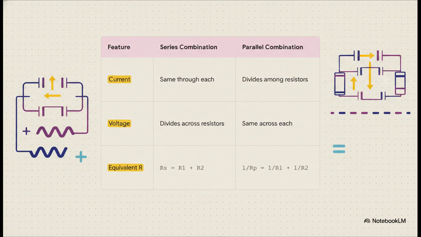Parallel, on the other hand, is like a road that splits into multiple lanes. The current divides up, taking different paths. But the voltage is the same for everyone. The formula for total resistance is a little more involved, because, well, there are more paths for the current to take.